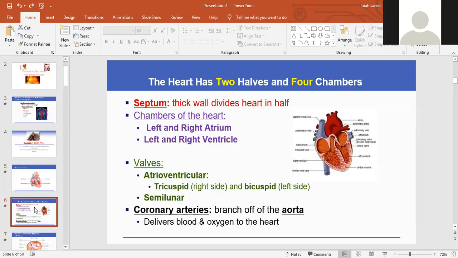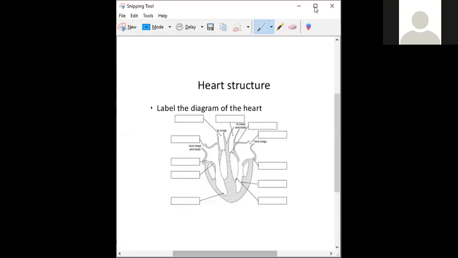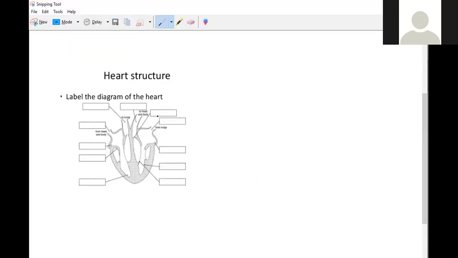Let's start. First of all, we have to understand the main labeling of the heart topic. I'm showing you a heart diagram. I selected one diagram for you. I will send all the pictures to all the students on a WhatsApp group also. Here, let's start the annotation. First of all, we have to know that this is the right side and this is the left side, right?